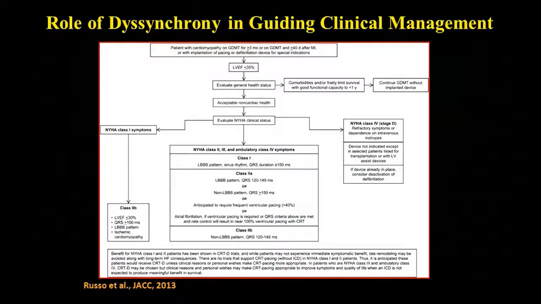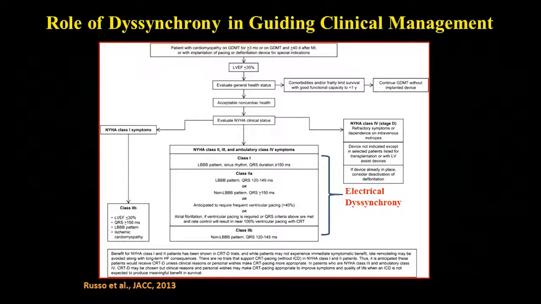So, what is the role of dysynchrony in guiding clinical management? This is a flow chart from the ACC AHA guidelines as to in whom to implant a biventricular pacemaker for CRT. Okay. So, the first thing is you have to be a patient with symptomatic heart failure, ejection fraction less than or equal to 35% on maximum medical therapy. Okay. So, if you have a left bundle branch block, you get a class 1 indication. If you have a wide QRS more than 150 milliseconds, you are a class 2 indication for CRT.